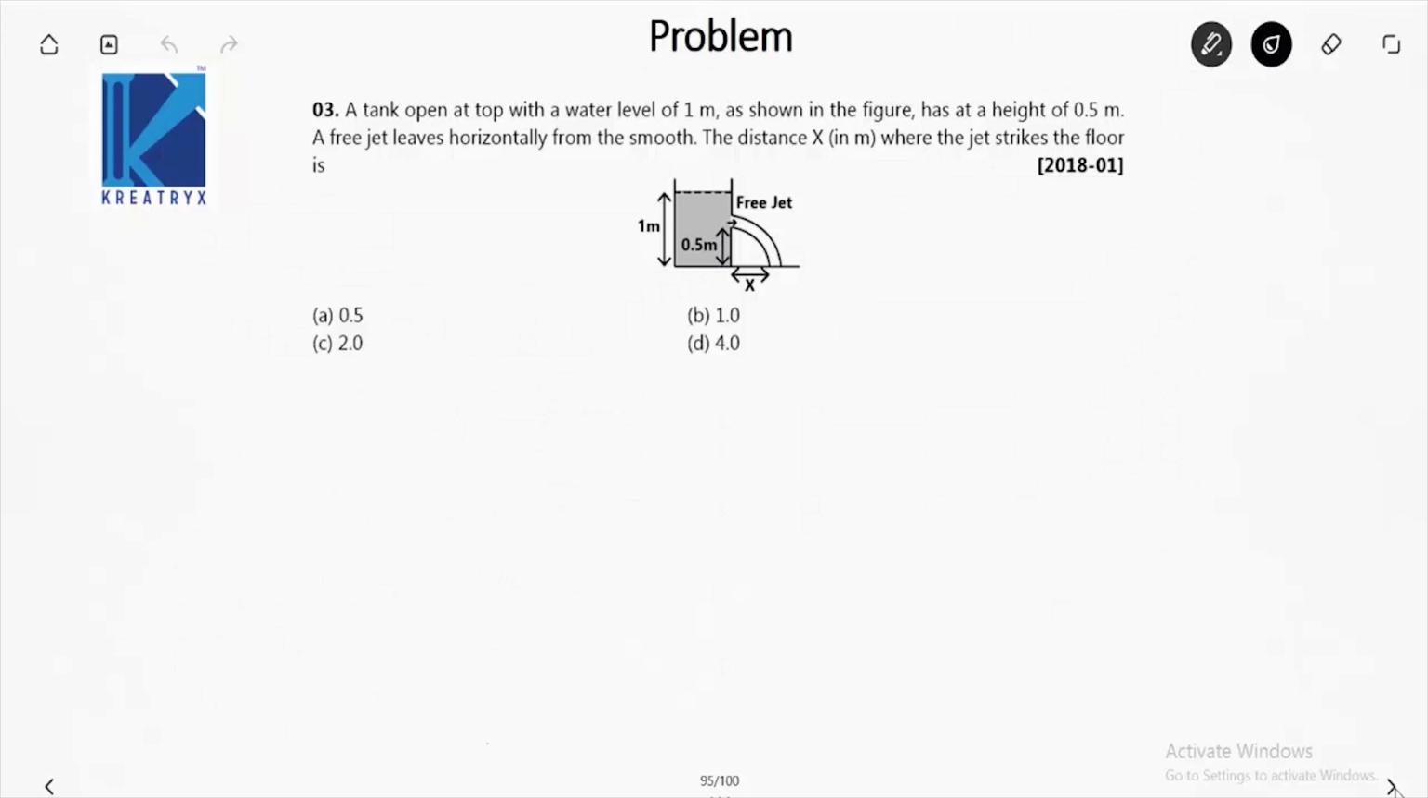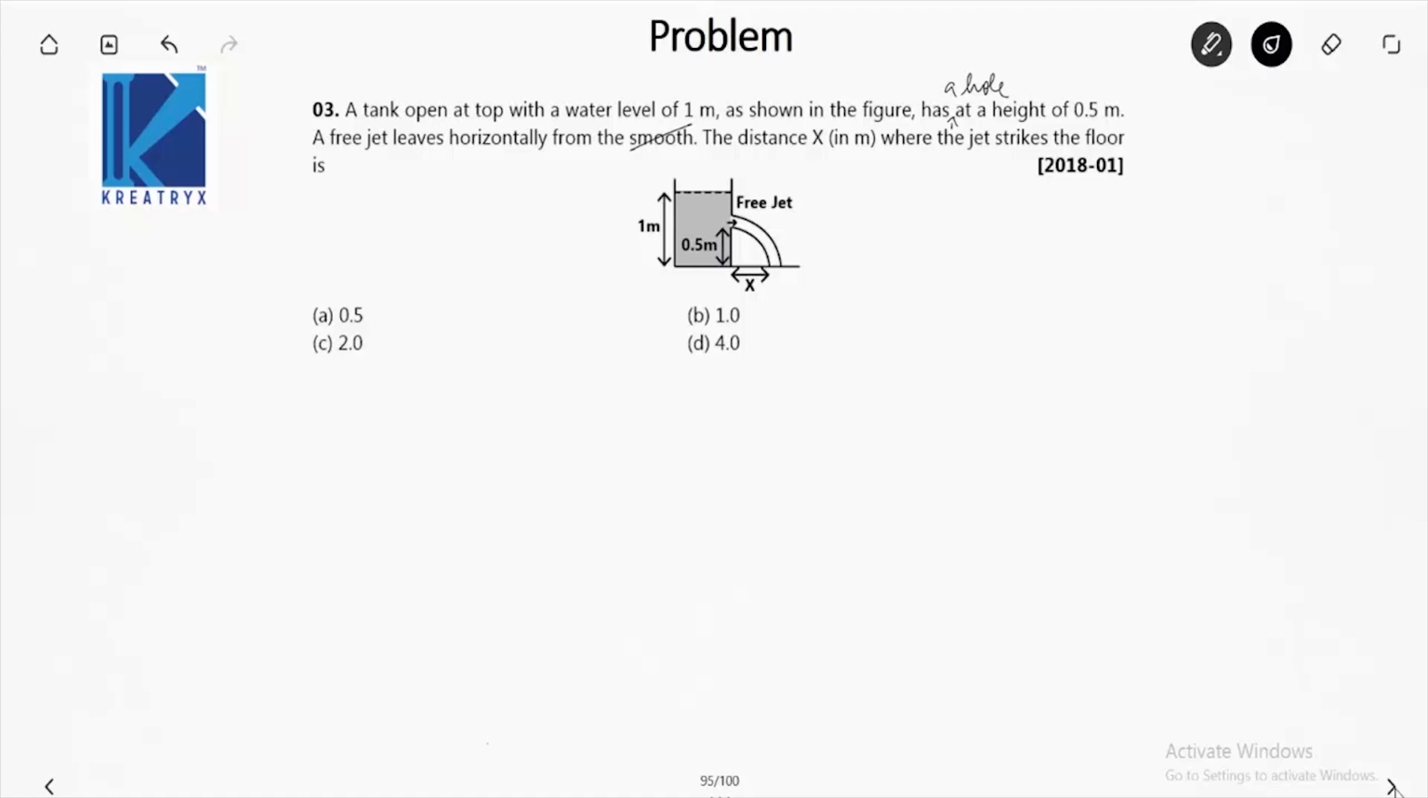Next problem is a tank open at top with a water level of 1 meter as shown in the figure has a height of 0.5 meters. Okay, a tank open at top with water level 1 meter has a hole. This is incomplete. This should be has a hole at a height of 0.5 meters. A free jet leaves horizontally from the, this is a typing error.